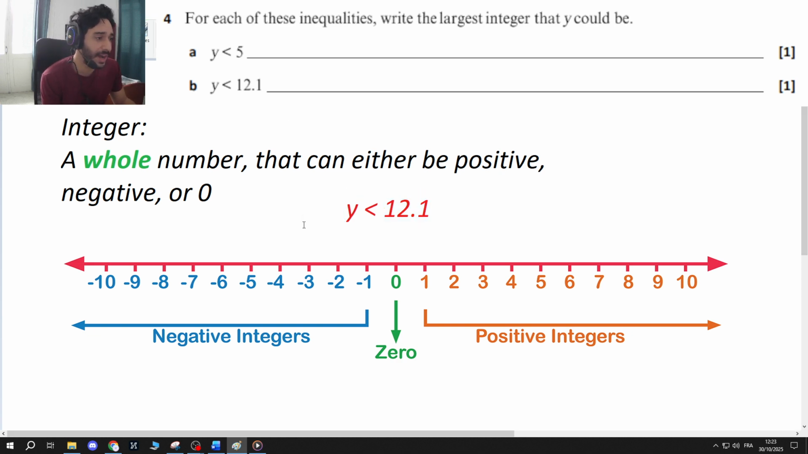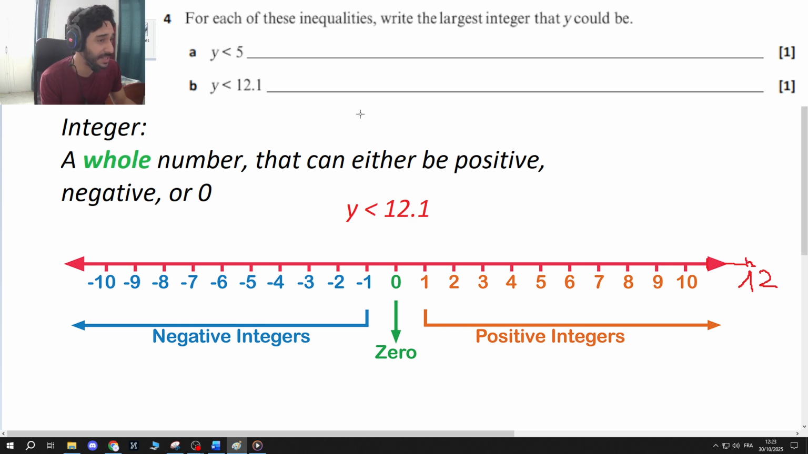Now, y is less than 12.1. I do not have 12 on the number line, but I can imagine it. It's no big deal. I don't have to draw it, right? So let's say 12 is here. So that means 12.1 should be somewhere here, maybe. All I need to know, however, is y is anything below 12.1. And what is the largest integer then that y could be?